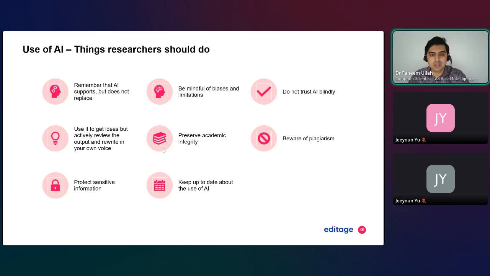And then we also need to be aware of the plagiarism, because there are these tools now which to some level detect whether a text is written by AI or it is written by a human. We also need to be careful about not feeding very sensitive information to these AI tools. And lastly, we need to keep ourselves up to date about the use of AI, because it's a very rapidly evolving field.